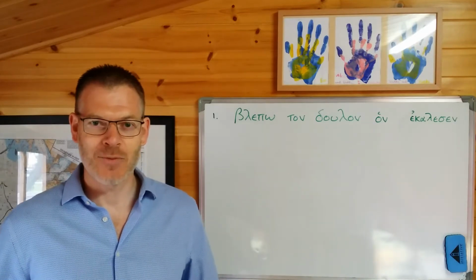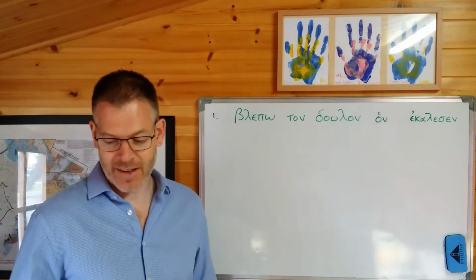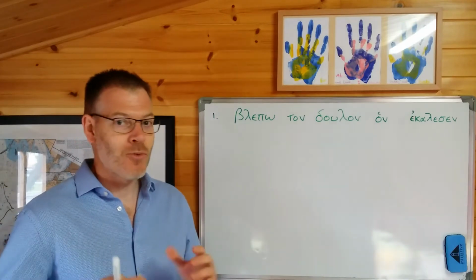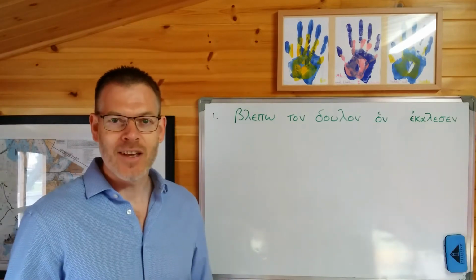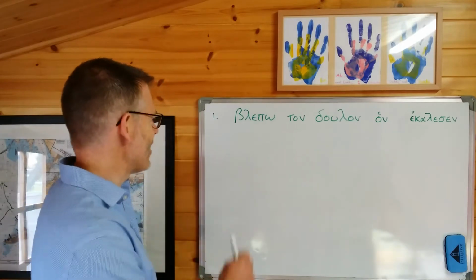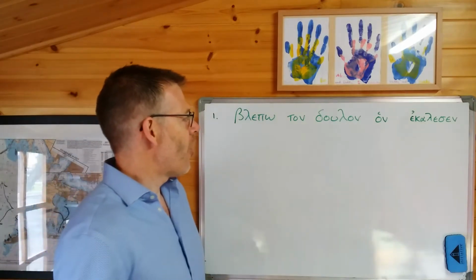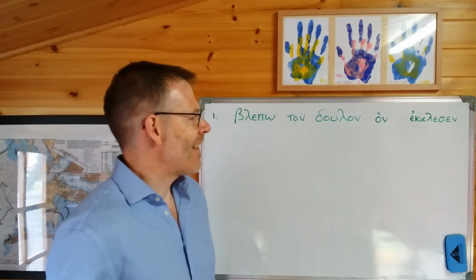So we're going to get started with this example. Here's how it goes. Number one, this is actually example one from the halfway practice on page 115. I'm just going to work through a bunch of these in this video, just to show you how this method works in practice and how to translate sentences like this. So here goes. Blepo ton doulon hon ekalesen. Blepo ton doulon hon ekalesen.